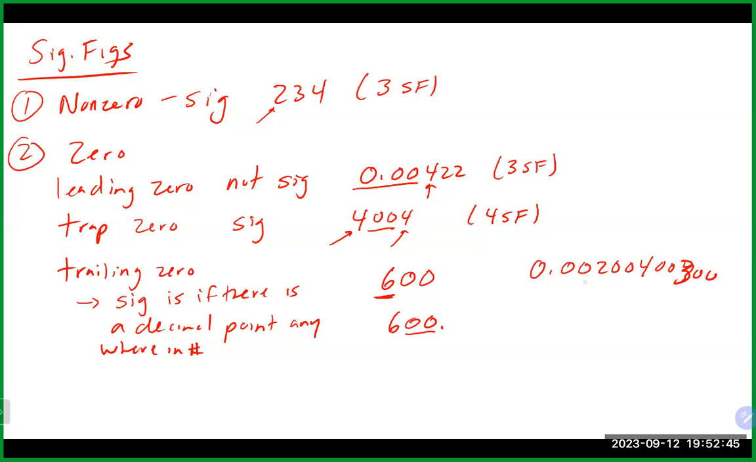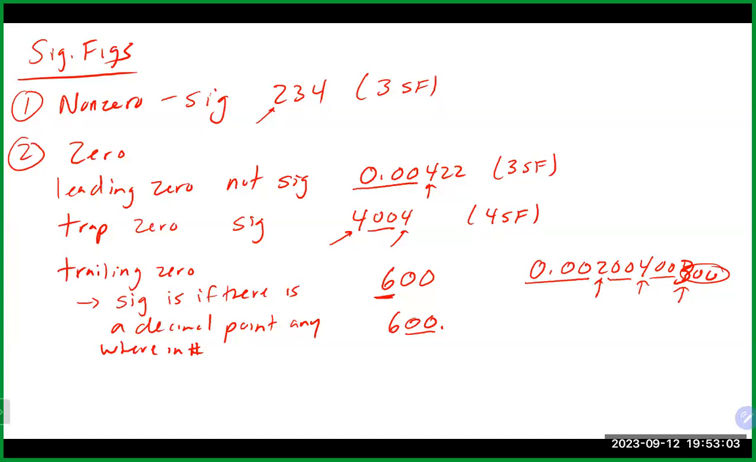I have no idea. It's just writing numbers. So let's see. We're going this way. We're not going to start counting really until we hit the 2, right? These are traps, so they're significant. That's significant. These are still traps, so they're significant. That is significant. So these zeros at the end, are they significant?